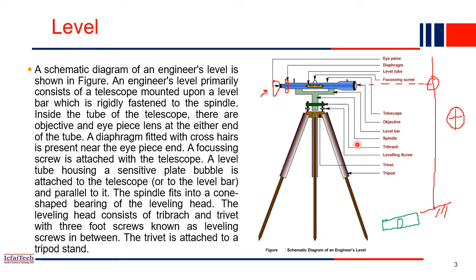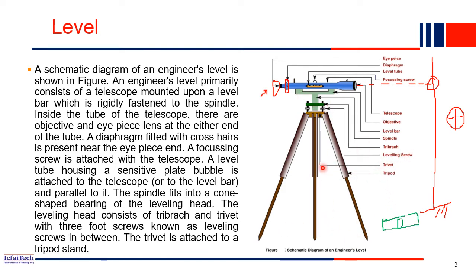Okay, the spindle is there. Then we have this tri-brace. So this is the tri-brace. Whenever you see the actual instrument in our laboratory class, you will understand the details more. So basically here you have this tri-brace, and then these three screws, as I mentioned already, are the leveling screws, because to keep the instrument exactly parallel to the ground terrain, we use these leveling screws, right?